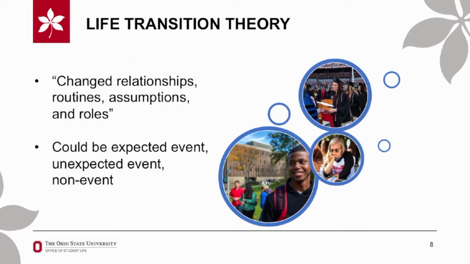Transition theory is well known in student affairs because college is a time of transition for many students. Schlossberg defines a transition as any event or non-event that results in changed relationships, routines, assumptions, and roles. Think for a moment about transitions that students navigate each day. Changing their major, beginning a new job, or maybe transferring to a new campus. Some transitions are expected and some unexpected. Sometimes a non-event, like finding out you won't graduate on time, causes a student to experience transition.